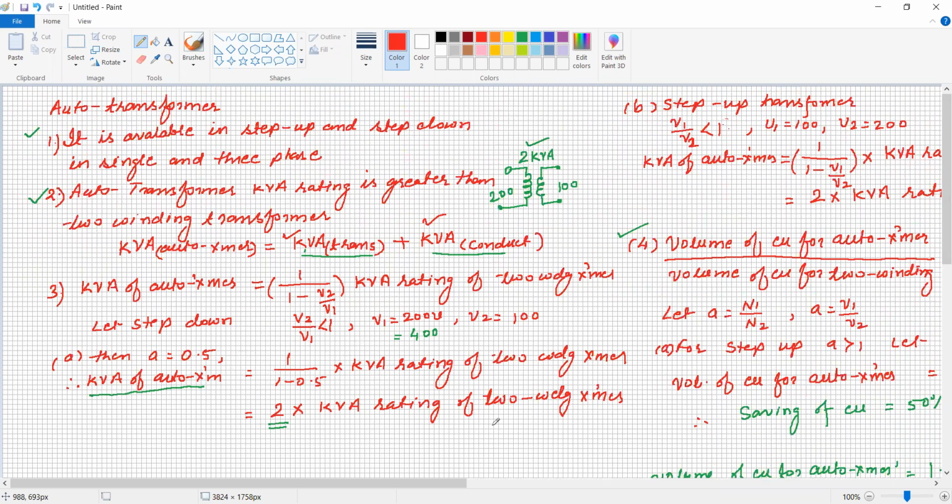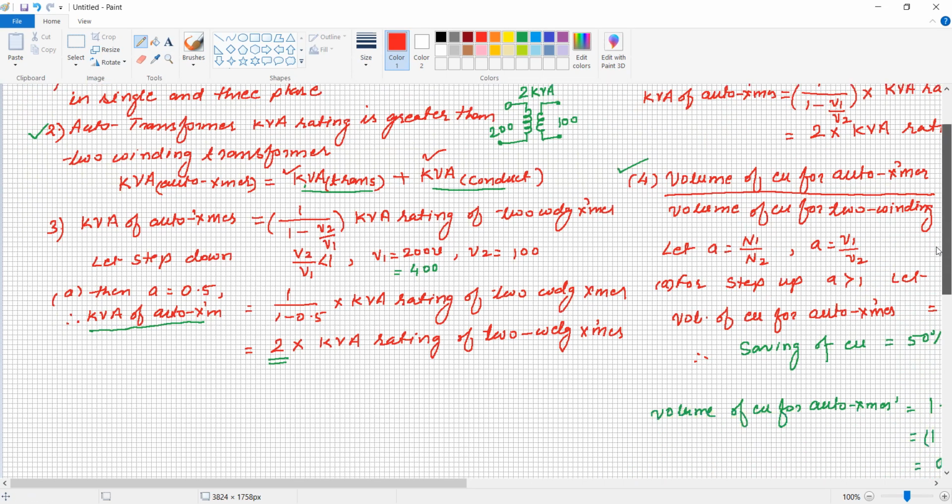And the fourth point is very important, as there is a saving of copper. So because of this number of advantages, we say that the volume of conducting material and the volume of iron material is less, hence the efficiency of the auto transformer is slightly greater than the two winding transformer.